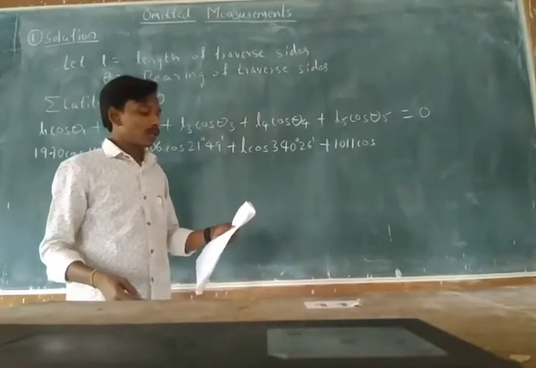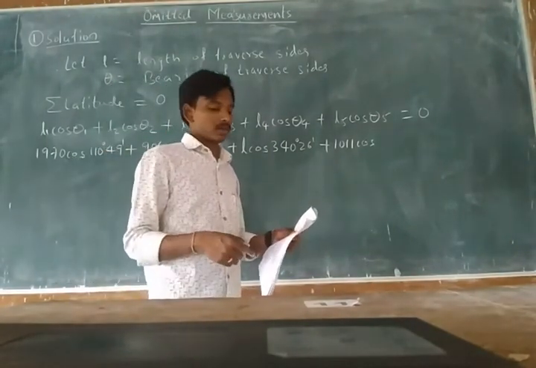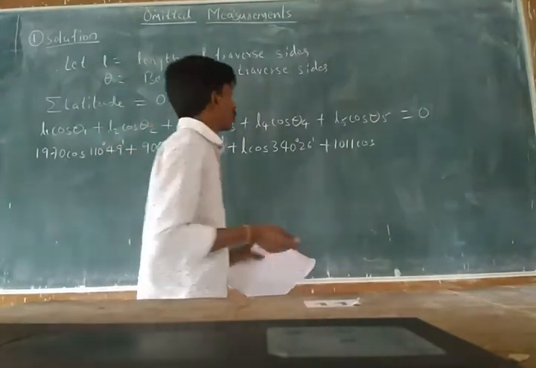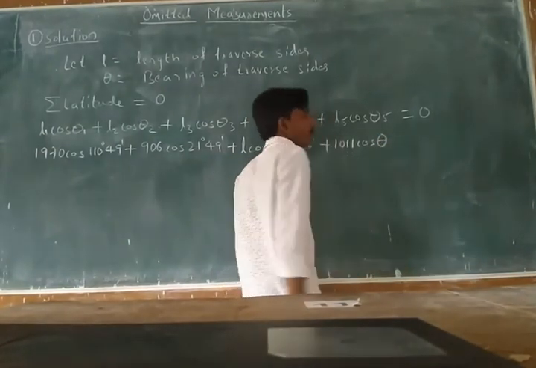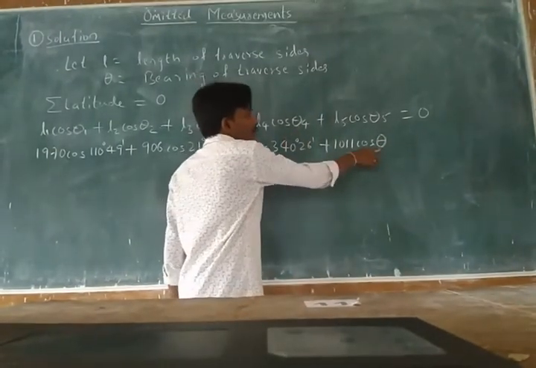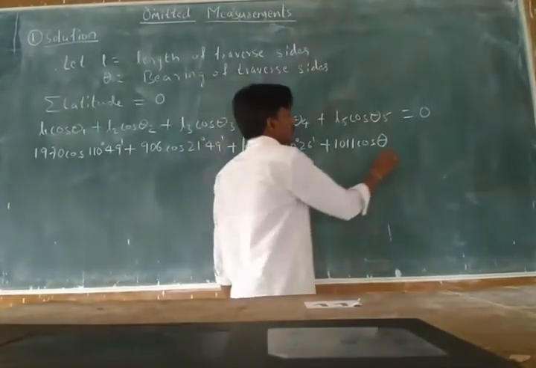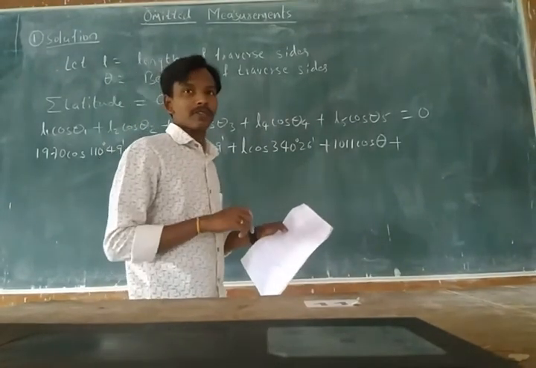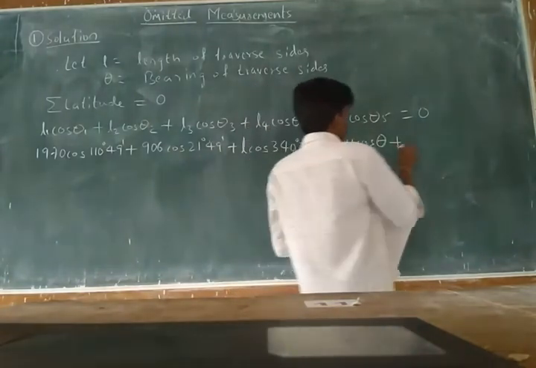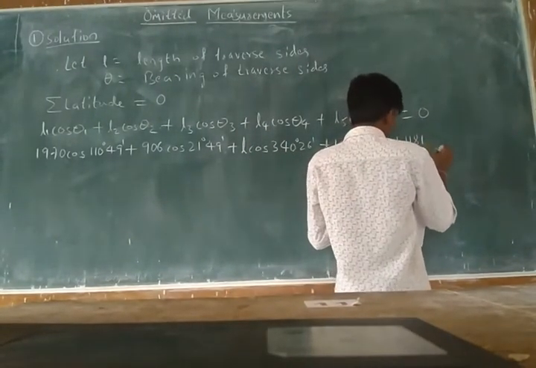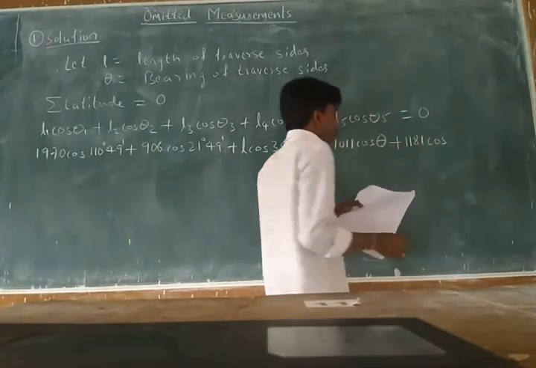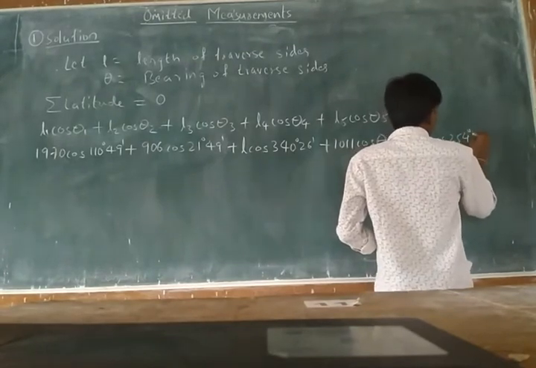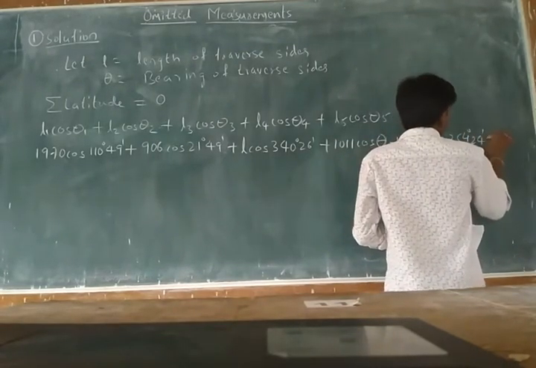So look at the table. Now the bearing of DE is not given. They have given a question mark there, which means we have to determine the bearing. So we don't know, just write it as theta. For theta 4 substitute it as theta. Now plus L5. Bearing and length both are given for the fifth line, that is EA. So length 5 is 1181 cos theta 5. The theta 5 is 254 degrees 24 minutes. That is equal to 0.